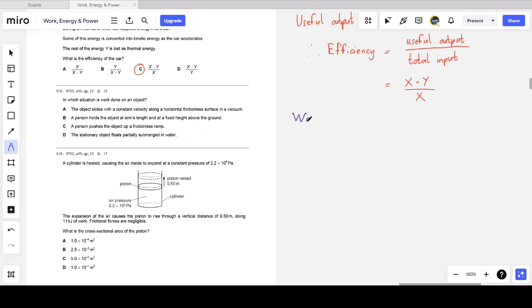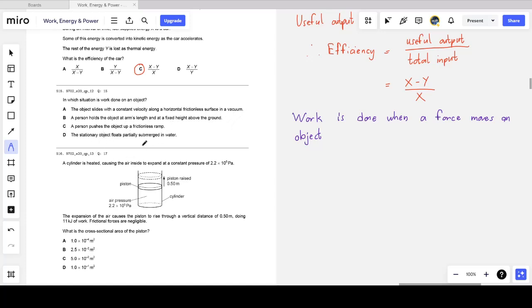So I think we should try to remind ourselves what work is: work is done when a force moves an object. Specifically, when a force moves an object in the direction of the force, but we just need a force moving an object. That's the fundamental idea behind work. So immediately I can start to eliminate some of my answers where objects are not moving or force is not being applied. When an object moves at constant velocity across a frictionless surface, there isn't any force required, so no work is done. When an object is held at arm's length at a fixed height, it's not moving, so no work is done.